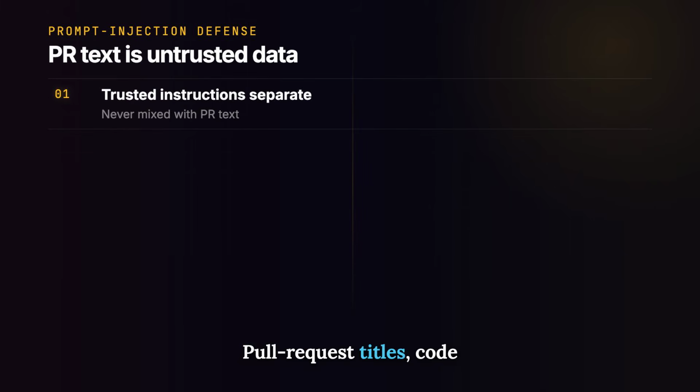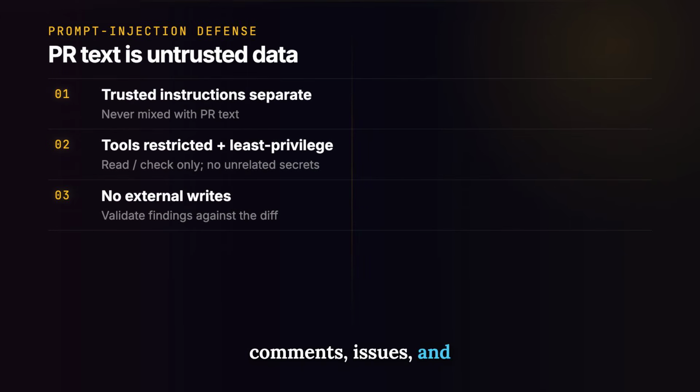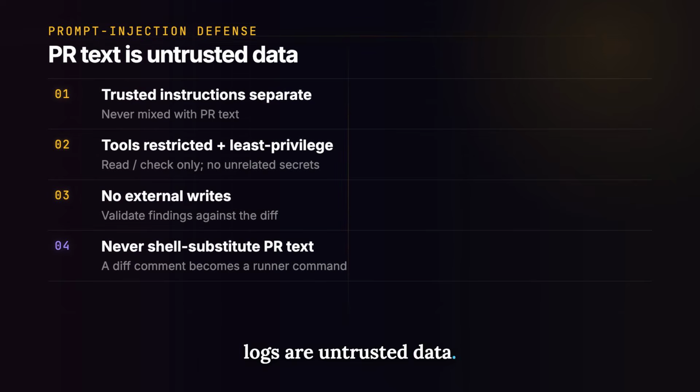Pull request titles, code comments, issues, and logs are untrusted data. State trusted instructions separately, restrict tools, use least privilege credentials, prohibit external writes, and validate every finding against the supplied diff. And never place untrusted pull request text directly into shell command substitution. That is how a comment inside the diff becomes a command on your runner.